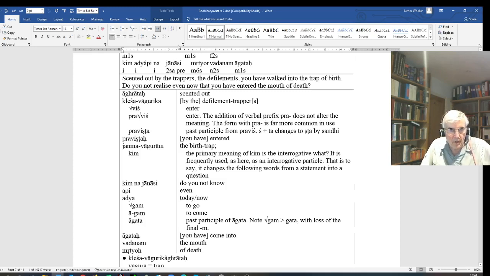If you read down the non-indented ones, you are going to get the full, complete translation in English. Look at this. Scented out by the defilement trappers, you have entered the birth trap. Do you not know, even today, you have come into the mouth of death. So reading down the non-indented, that gives you the full sentence.